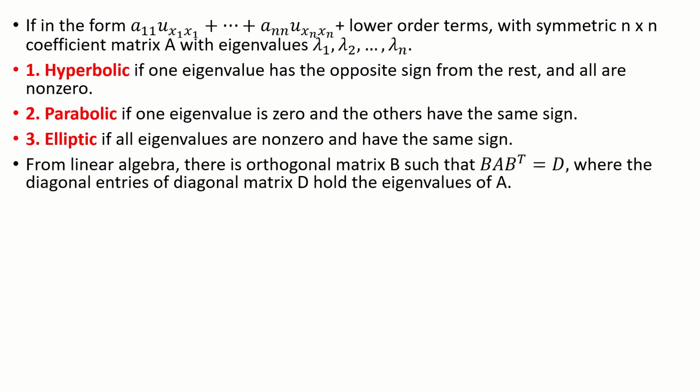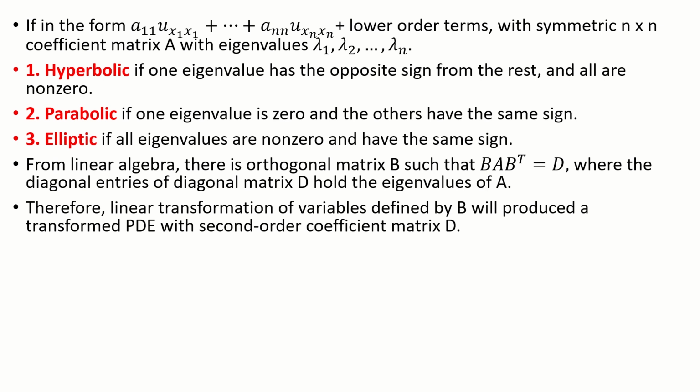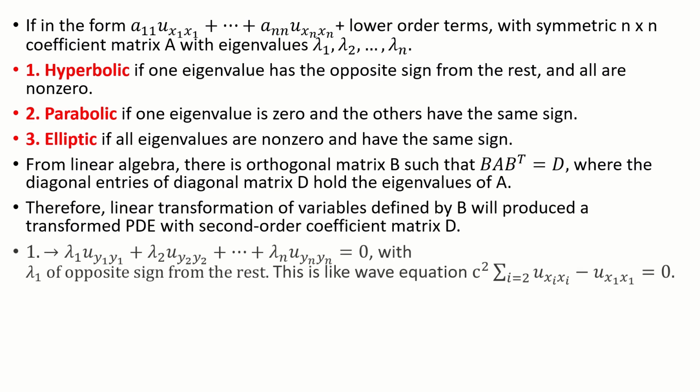From linear algebra, we again know that there's an orthogonal matrix B such that B A B transpose equals the diagonal matrix D that holds the eigenvalues of A. This means there's a linear transformation of variables produced by the matrix B that will transform our PDE to have second-order coefficient matrix D. Recalling that the diagonal entries of D are lambda sub 1 through lambda sub n, we get that a hyperbolic PDE assumes the following form after transformation. And we get the following forms after transformation for parabolic and elliptic PDEs.